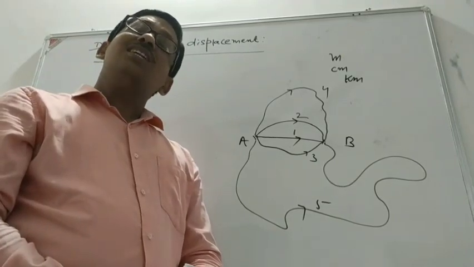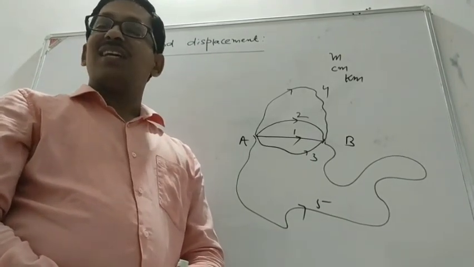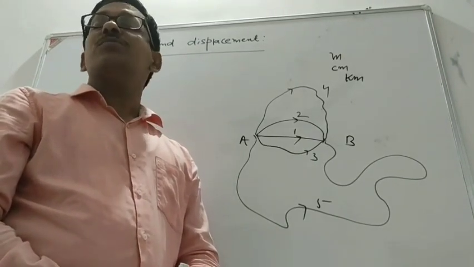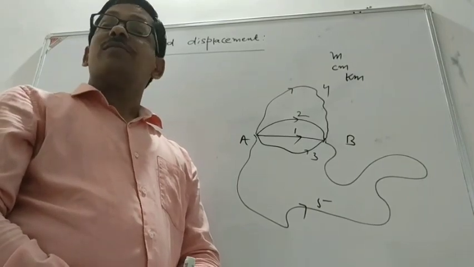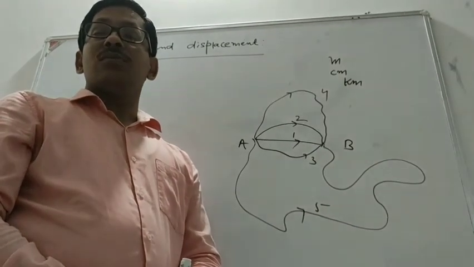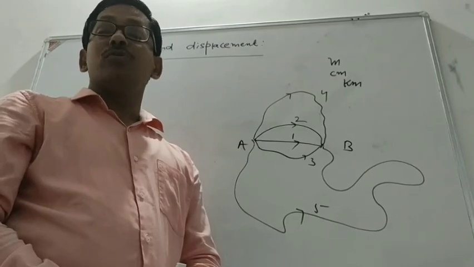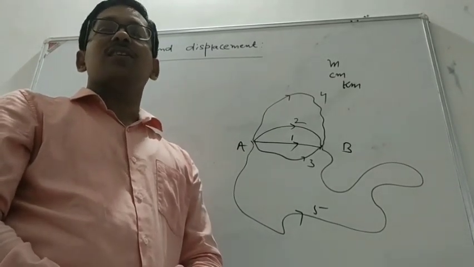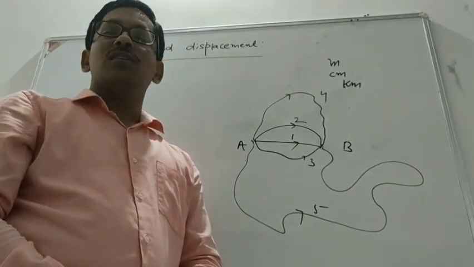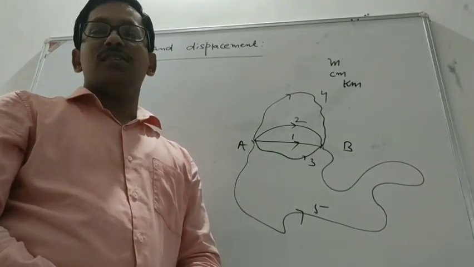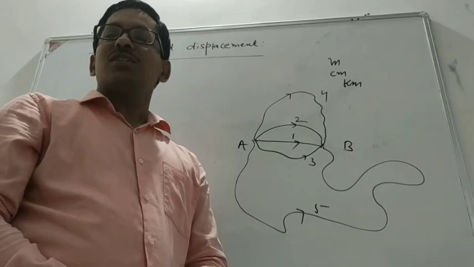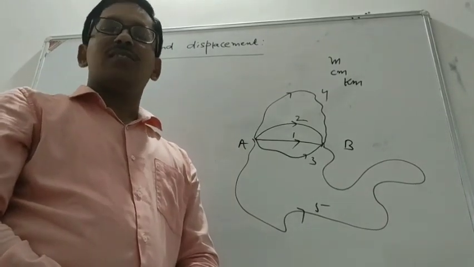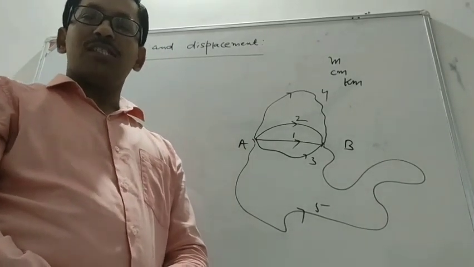And whenever you are adding displacements, you have to take the help of geometry, or the laws of vector addition will be used. For your class, you may use simple geometry, because the vector concept is not known to you. Triangle law and all, you have not studied. So based on simple geometry, you can find the displacements. We will see later on.